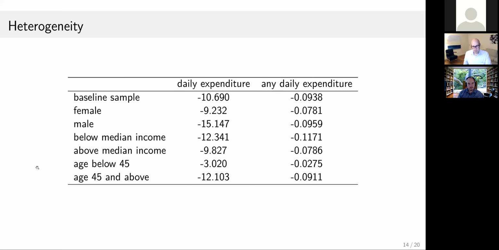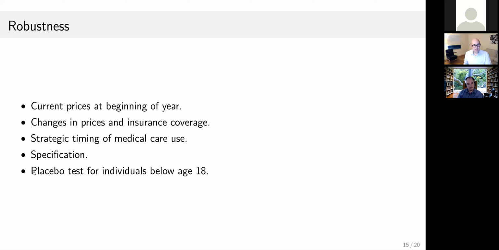So here's the placebo test that I talked about before. People under the age of 18 are not subject to cost sharing. So when we do the analysis for them, and we simply use the prices that we have used for the adults, then what we should find is no effect. I had this figure with the downward sloping relationship, and it should be flat. And this is exactly what we find. So that is already comforting, we thought.